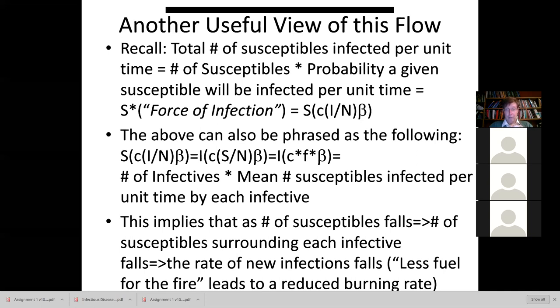So that will give me a chance per day of 0.5 of transmitting to anyone, or equally, 0.5 people on average per day to whom I transmit, right? I'm meeting up with 50 susceptibles per day. Each of them I have a chance of transmitting to of 1 divided by 100, or 0.01. So on average, I infect 0.5 people per day. And that's what this term represents from the perspective of an infective.